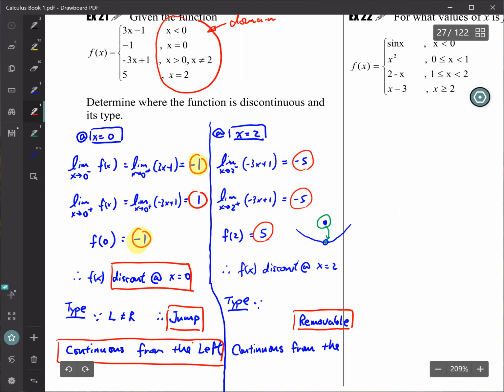So we can say because the left equals the right, the left limit equals the right, but it doesn't equal the point, doesn't equal f of 2. When that happens, we call that removable.